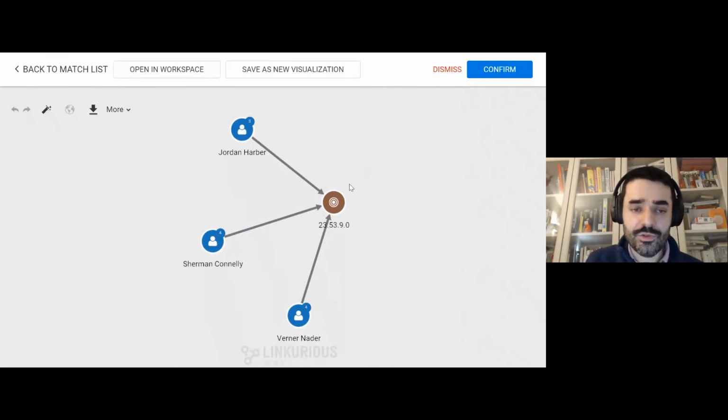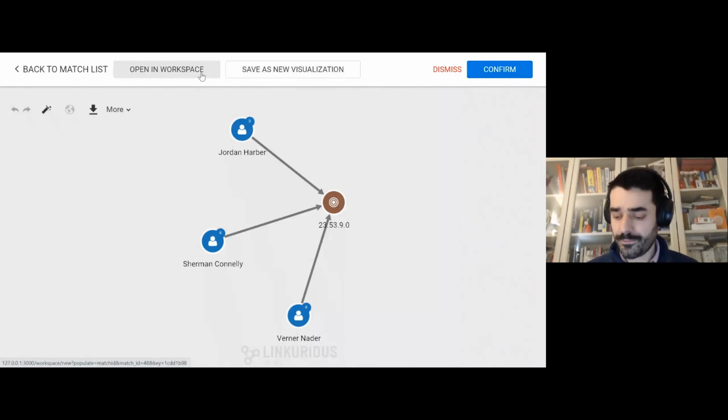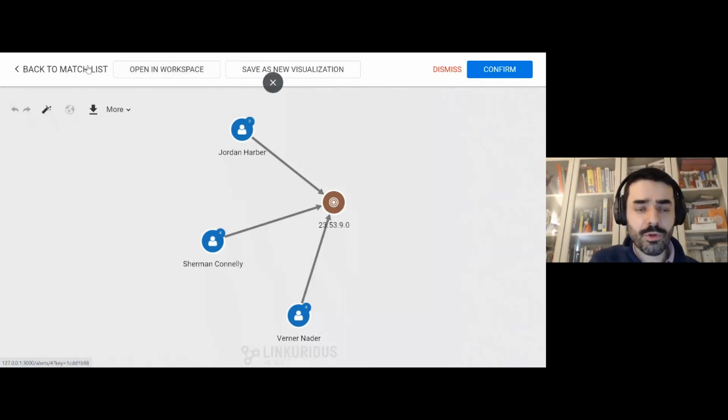So here I can see streamlined visualization with the relevant data points for the alert. I can make a quick judgment call based on what I'm seeing on the screen here, and either dismiss or confirm the alert. And if I have any doubt, if I want to dive deeper to make sure that I'm making the right decision here, I can open the full Linkurious Enterprise UI to investigate further the situation. Going back to the dashboard now.